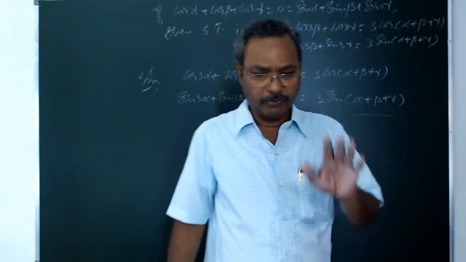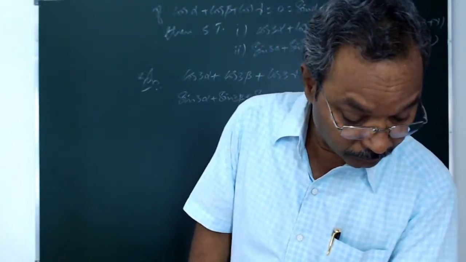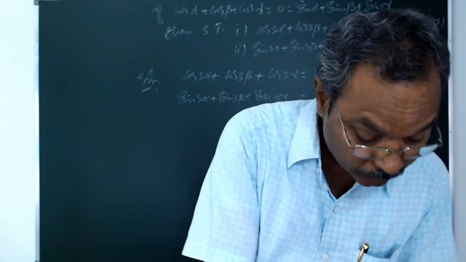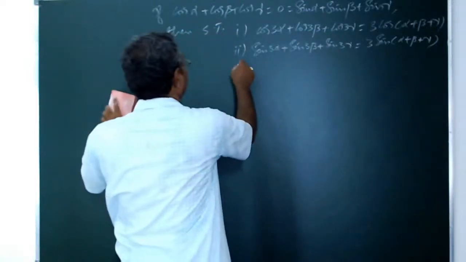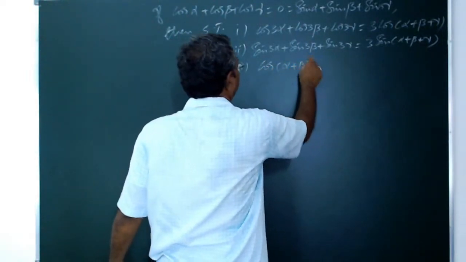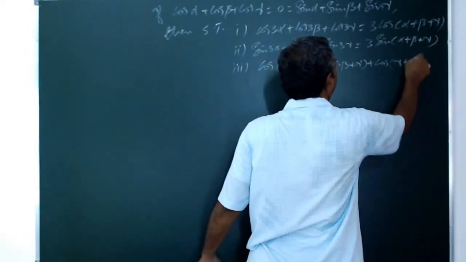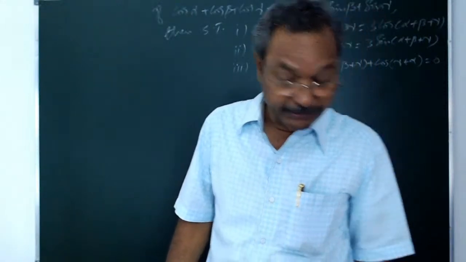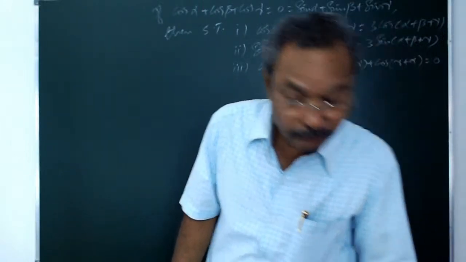Now, suppose you are asked to find something. Let me take one problem. You are asked to prove that cos alpha plus beta plus cos beta plus gamma plus cos gamma plus alpha is equal to 0. Prove that this is equal to 0. How can you prove this result?